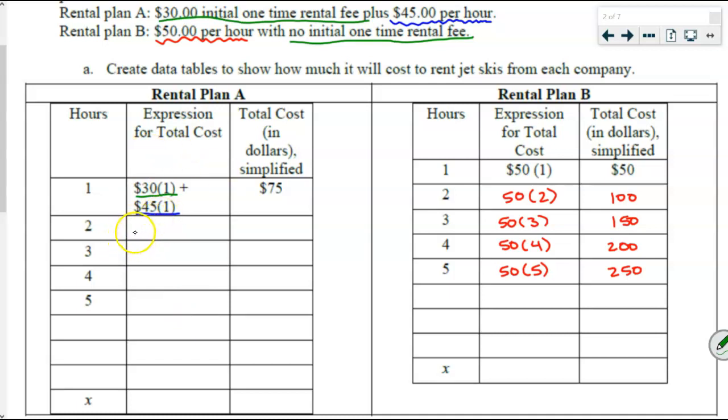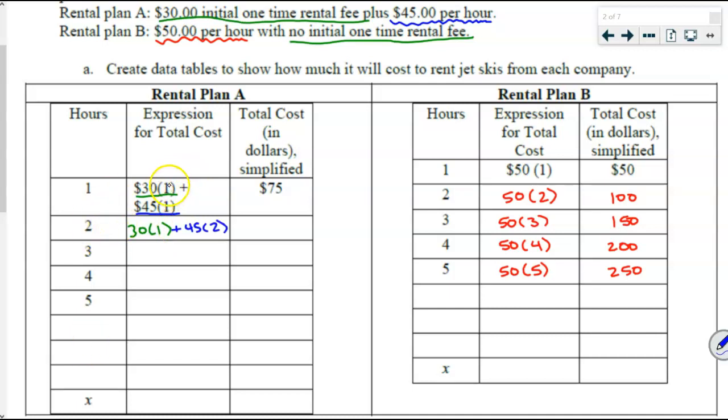Okay, come back to me. What should we put here? How much is this going to cost? Joshua. You got it. 30 times 1 plus 45 times 2.